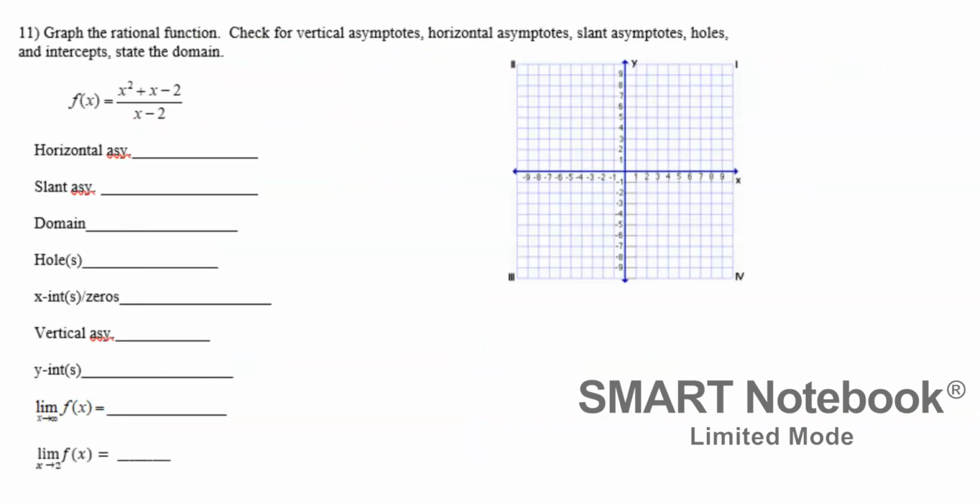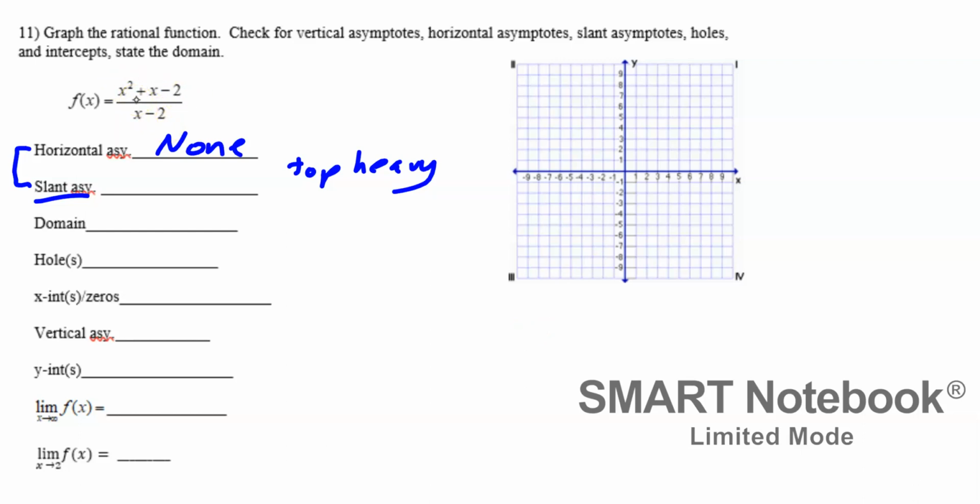Number 11 is asking you to graph the rational function. So the first thing we need to do is ask ourselves if we have a horizontal or a slant asymptote. And the logic is very similar to what we were just doing. So because this function is top heavy, that means I have a slant asymptote and I do not have a horizontal asymptote. To find the slant asymptote, we are not factoring yet. We are going to divide x minus 2 into this function.